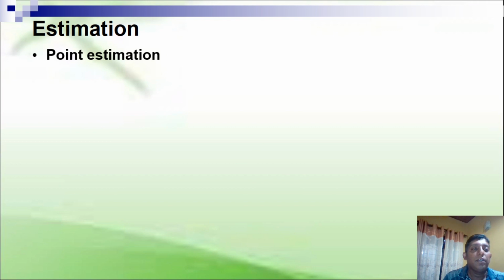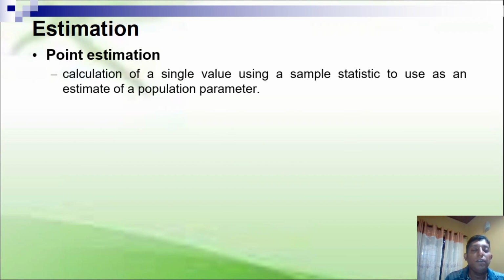Now see the estimation. Point estimation: how do we define it? In point estimation, we calculate a single value for the sample statistic. That single value we use as an estimate of a population parameter. Here you can see the two words, estimator and estimate. It is the calculation of a single value using a sample statistic to use as an estimate of a population parameter.